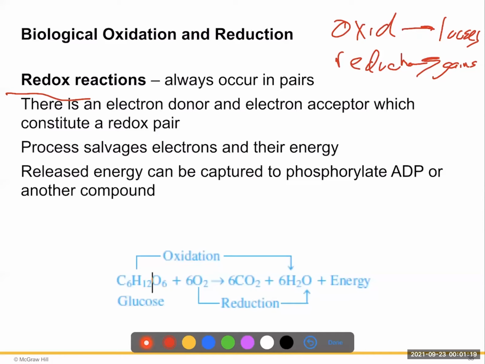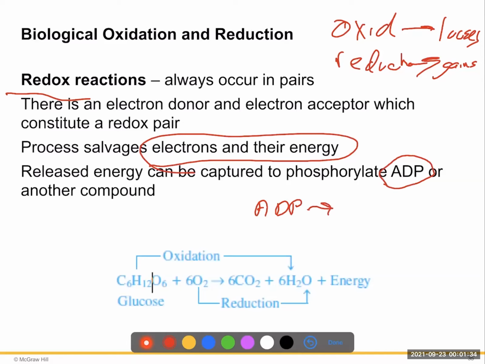Okay, they salvage the electron pairs. They go down the electron transport chain, which we'll talk about in a little bit, and create ATP. Released energy can be captured to phosphorylate ADP or other compounds. So by phosphorylating ADP, we're adding a phosphate group. Adenosine diphosphate goes to adenosine triphosphate through reduction-oxidation reactions. And we're producing ATP, which is the energy for the cell. Our whole body runs off of ATP energy.